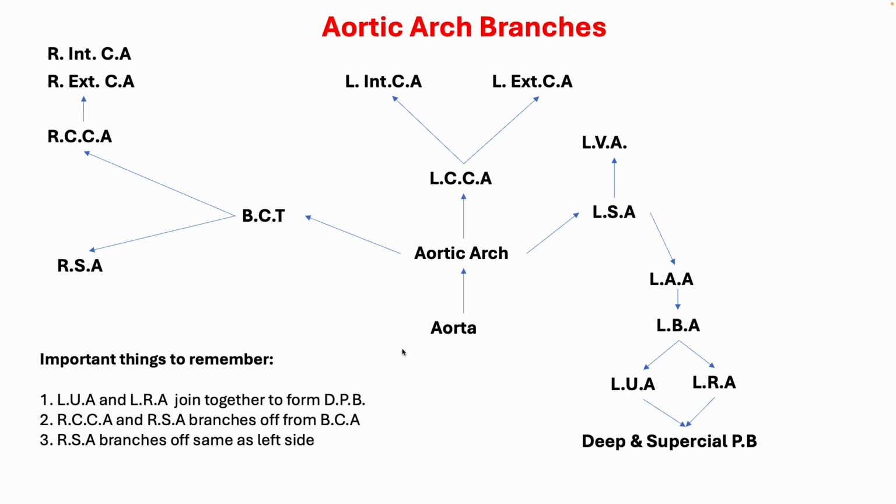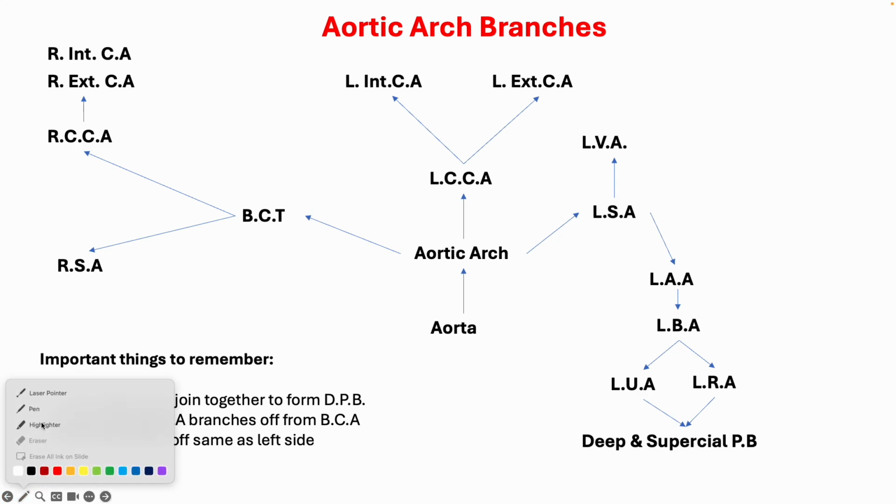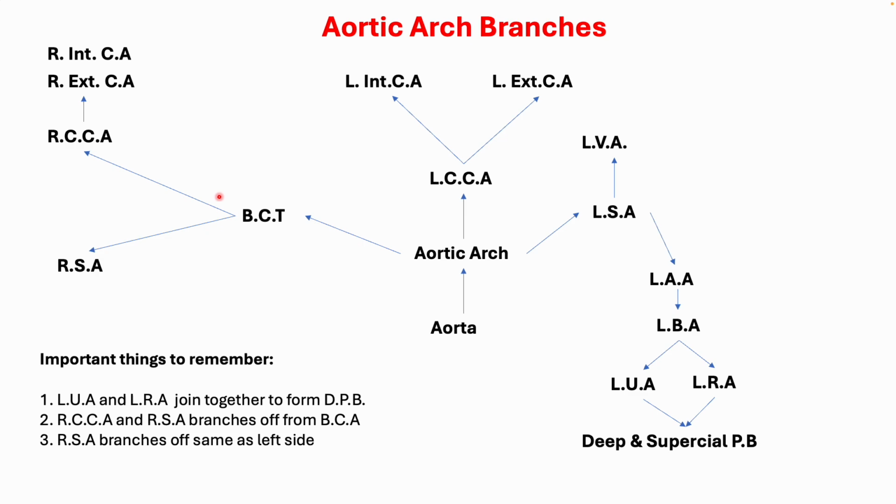From the aortic arch, we have three possible branches. First one is the brachiocephalic trunk, located on the right side of the body. The second is the left common carotid artery. The third is the left subclavian artery. Let's talk about brachiocephalic first. The brachiocephalic trunk is located on the right side of your body. It further branches down into the right common carotid artery and the right subclavian artery.